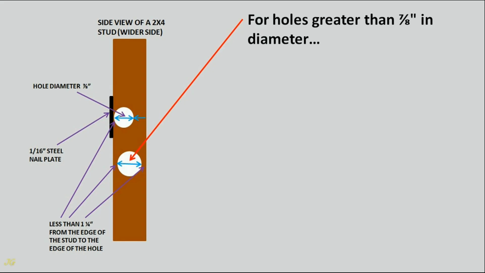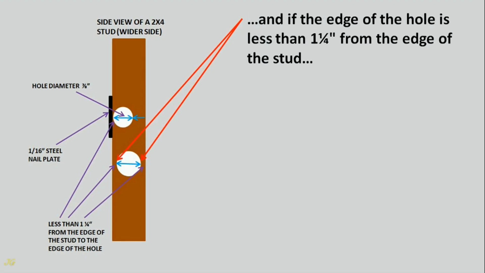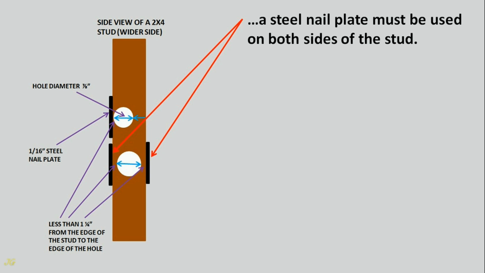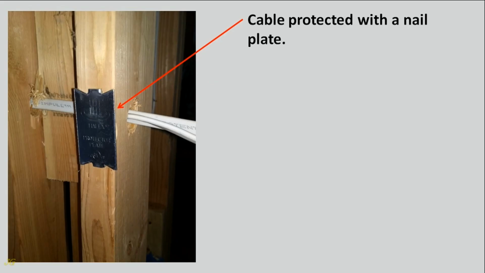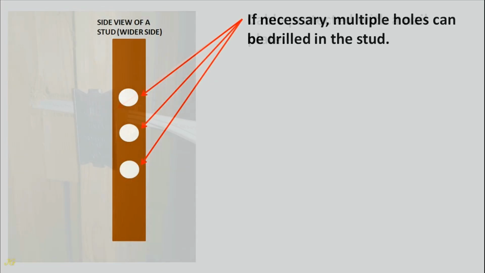For holes greater than 7/8 inch in diameter, and if the edge of the hole is less than 1 1/4 inch from the edge of the stud, a steel nail plate must be used on both sides of the stud. Cable protected with a nail plate. If necessary, multiple holes can be drilled in the stud.